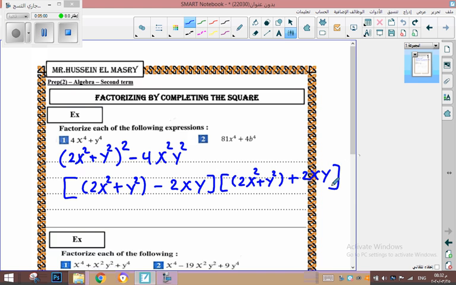By factorizing this expression, I will get these two factors: 4x power 4 plus y power 4 equals this factor multiplied by this factor. I have two factors. By multiplying them together, I will get this expression.